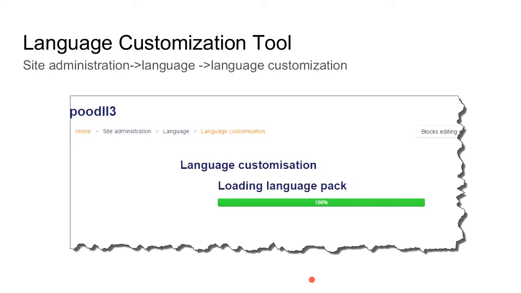Using the language customization tool, you can edit the strings that you see in Moodle. This could be the captions on buttons, or even the email text that people receive when they sign up or when they join a course. So it's actually quite powerful and a little bit underused. I think people don't realize that this is available in many cases.